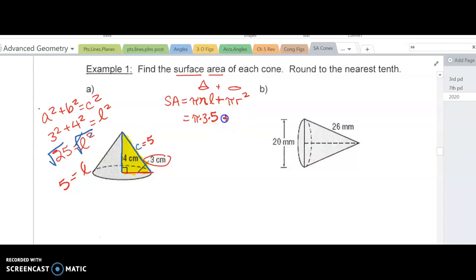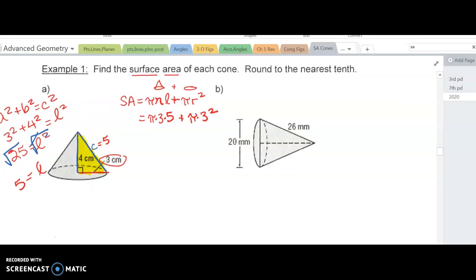Okay, then plus pi times 3 squared. And since we're going to the nearest tenth, you're going to put that in your calculator. Pi times 15 plus pi times 9 comes out to 75.398, which will round to 75.4 centimeters squared.